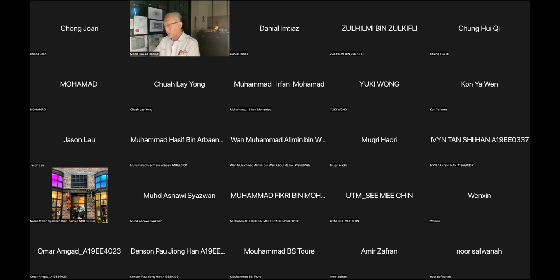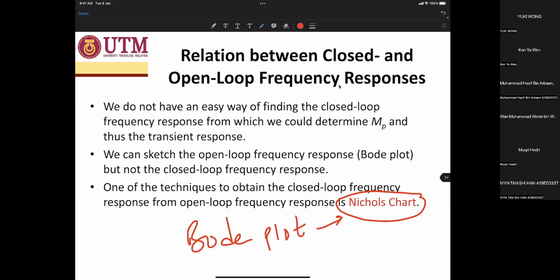So an alternative way to represent the frequency response is using a Nichols chart. On slide 99, we have two ways to plot frequency response data. The first one is a Bode plot, and the second one is the Nichols chart. The difference is that the Bode plot shows open loop and closed loop in different graphs, but the Nichols chart shows both open loop and closed loop together in one graph.